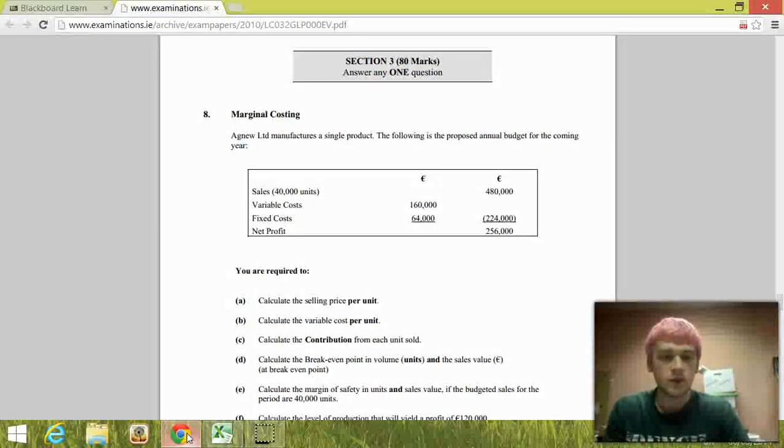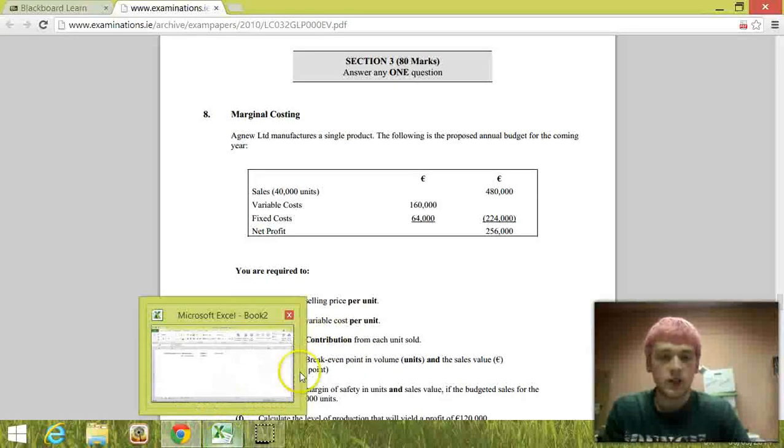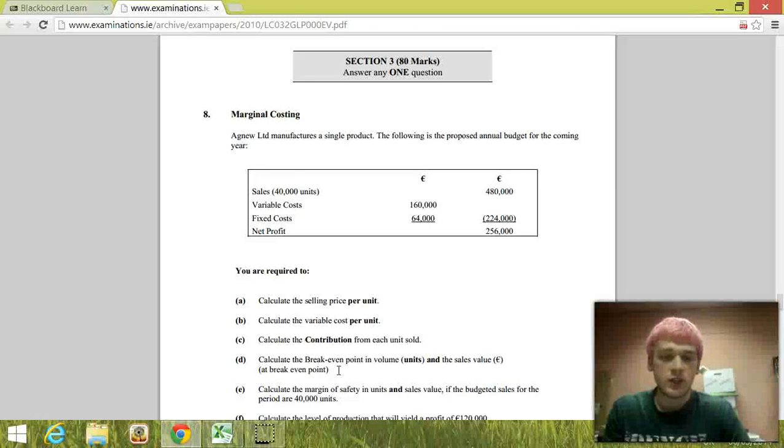Back to the question. Part C says calculate the contribution from each unit sold. Now, important to note in this example that the contribution and the contribution margin are the exact same thing. Basically, the definition of the contribution is that it's the amount of money which is left to cover the fixed costs after your variable costs have been covered.